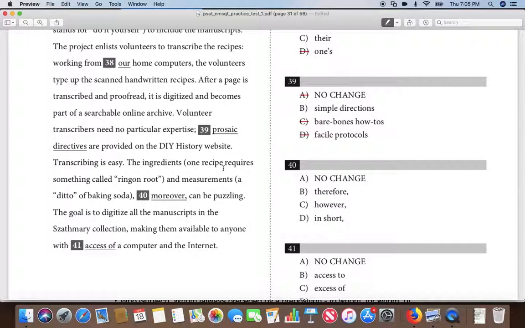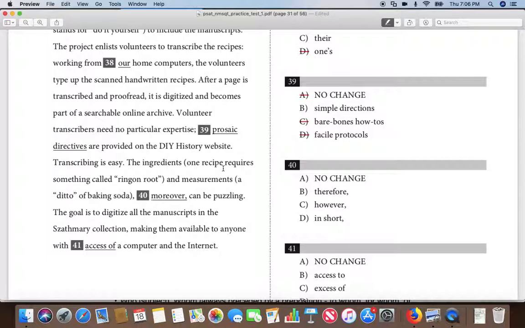What's the relationship there between those two ideas? Is it contrast? It's absolutely contrast, right? One thing is easy, one thing's confusing. Do you see the contrast there? Yes. What's the right answer? It's C, isn't it? Yeah, it's the only contrast one.